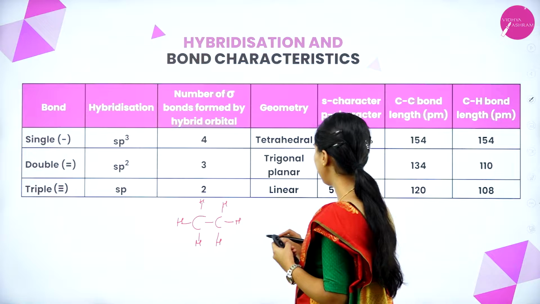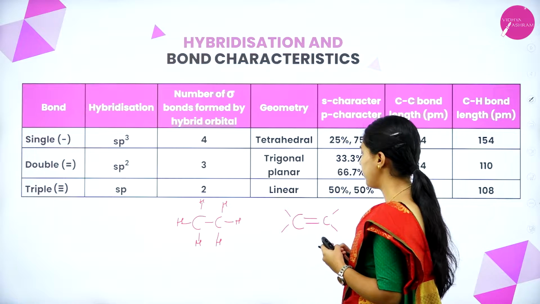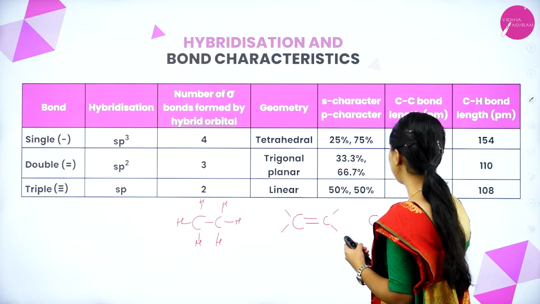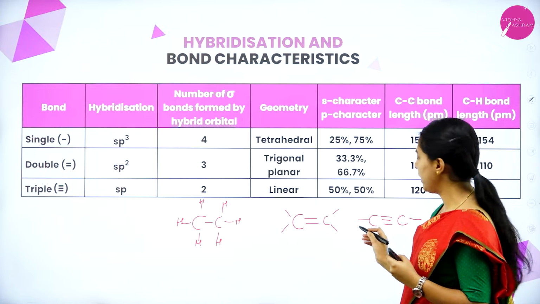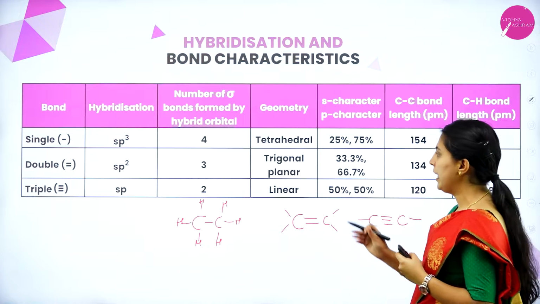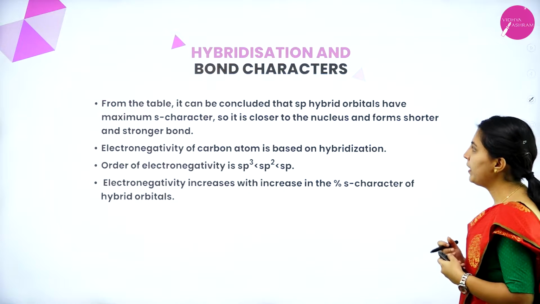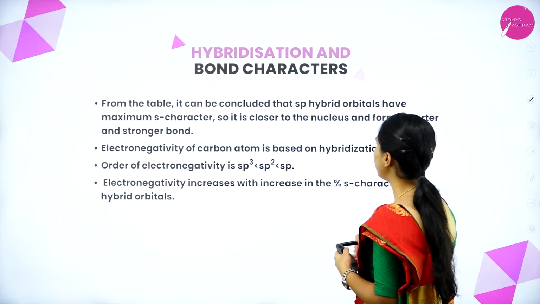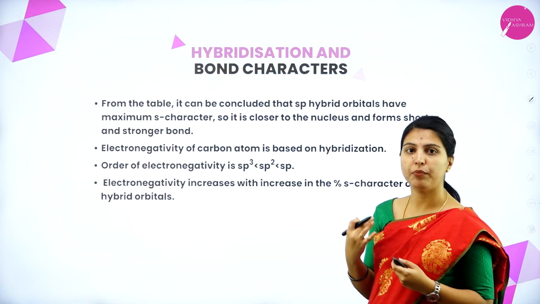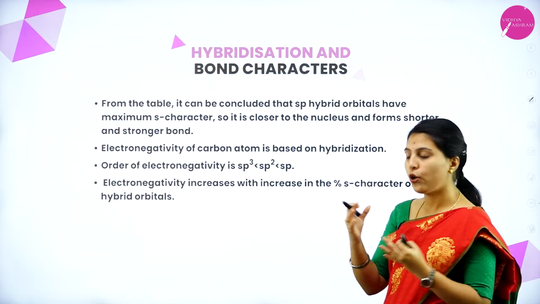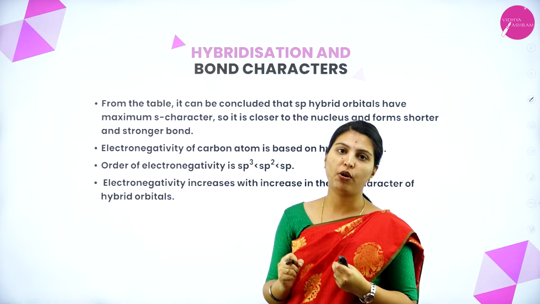If you want to see the double bond, this is the double bond, that is sp2, and this is sp hybridization in the triple bond. Okay, these are the kinds of bonds with respect to hybridization. From the table it can be concluded that sp hybrid orbitals have maximum s character, so it is closer to the nucleus and forms a shorter and stronger bond. Yes, sp hybridization is close to the nucleus and that's why it forms a short and stronger bond.